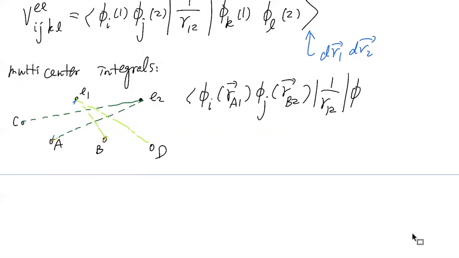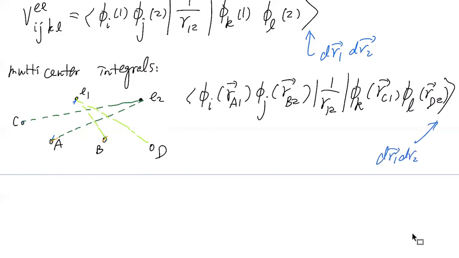So phi_K(r_C1), phi_L(r_D2), for instance. I'm just writing an example, right? Again, this integral is over dr1 and dr2. This is multi-center because it involves multiple nuclei, right?